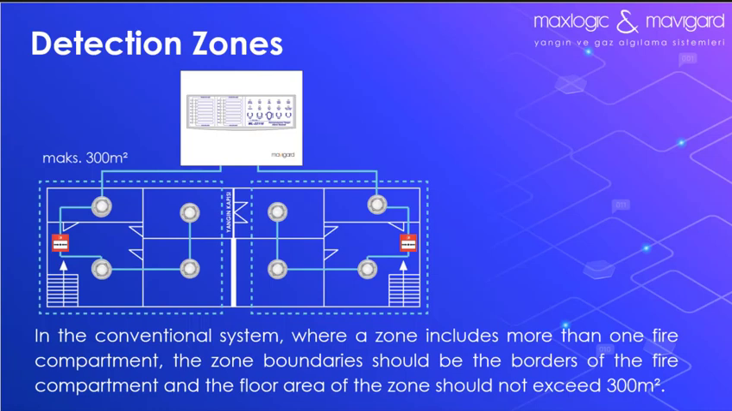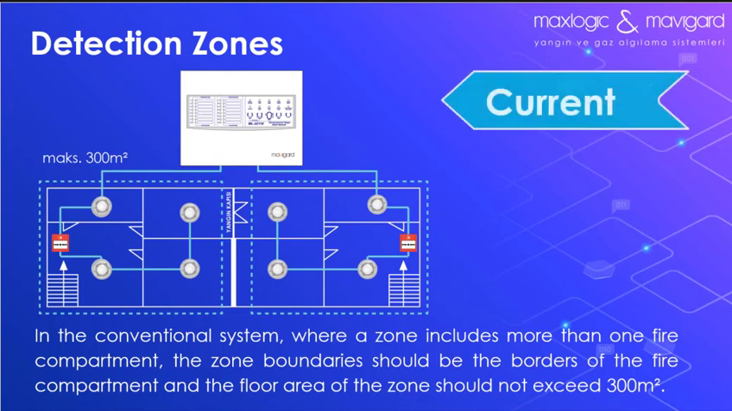After the change, in areas containing more than one fire compartment, the project should be designed in such a way that the boundaries of the zone are the borders of the fire compartment, and the floor area of each zone should be a maximum of 300 square meters.